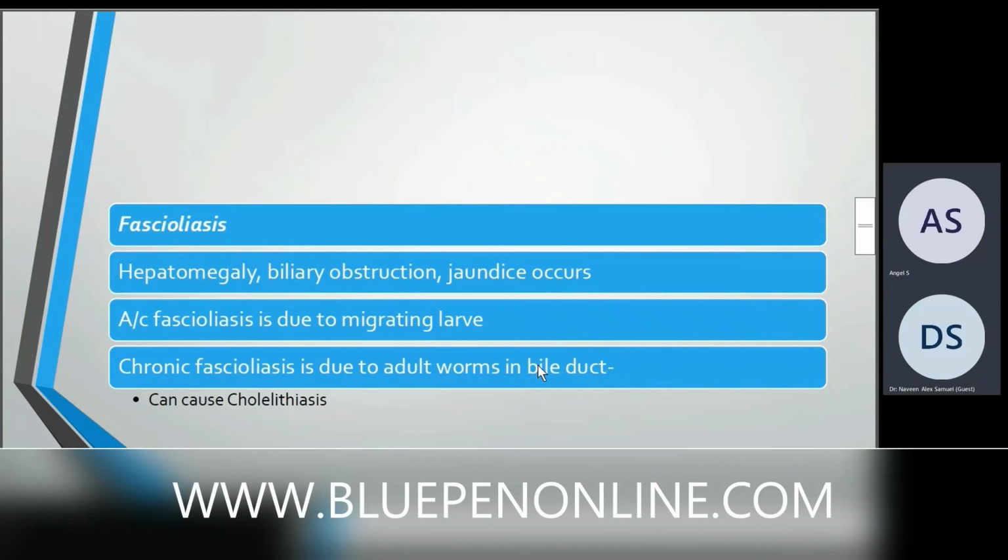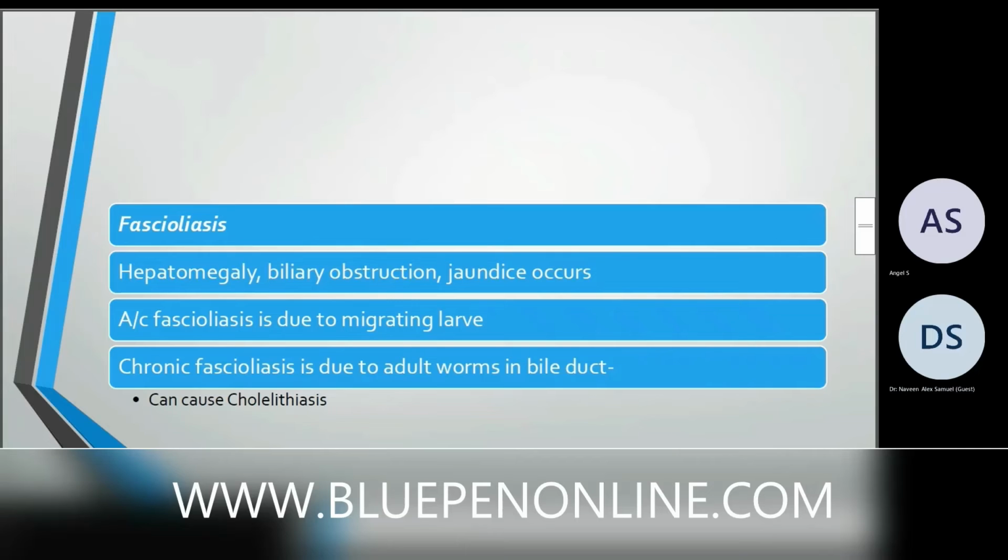In fascioliasis, hepatomegaly, biliary obstruction, and jaundice occur in the infection caused by Fasciola hepatica. Acute fascioliasis is due to the migrating larva. Chronic fascioliasis is due to the adult worm in the bile duct. That is, it can cause cholelithiasis. What do you mean by cholelithiasis? Gallbladder stones. Yeah, exactly.